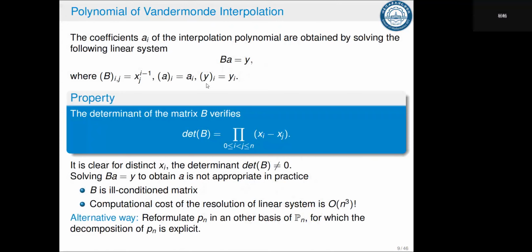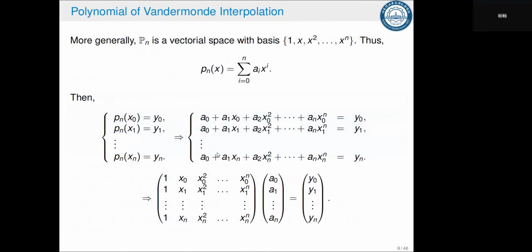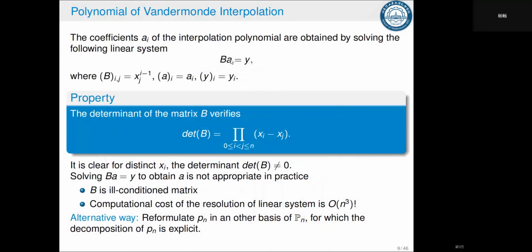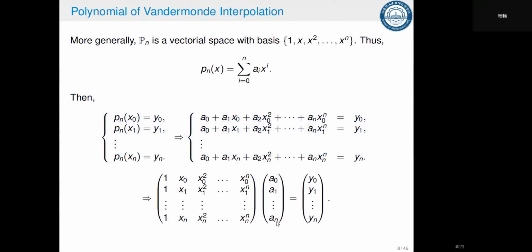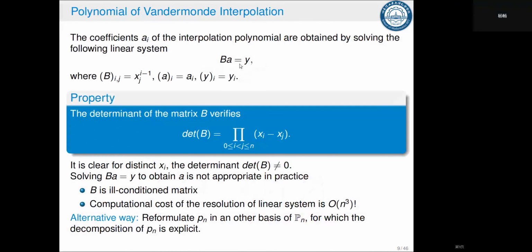How to find that? We can further denote the linear system as B times A equal to Y. This B is nothing but the matrix here. These matrices are denoted by B, this vector is denoted as A, and the right hand side is denoted Y. So I get this simple formulation of B times A equal to Y.